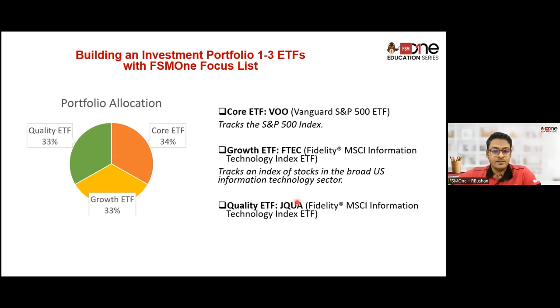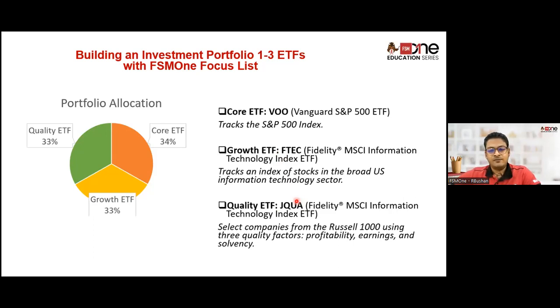And then for quality, it's JQUA, where the companies are, you can say, blue chip companies. They include the quality factors of profitability, earnings, and solvency, which means that they are stable. You wouldn't say too much growth, but not too much drawdown. So it's slow and steady. My core and my satellites together form a portfolio. This is just an example that you can follow, but what's more important, again, is the thought process behind doing this. So you can come up with your own example with this thought process.